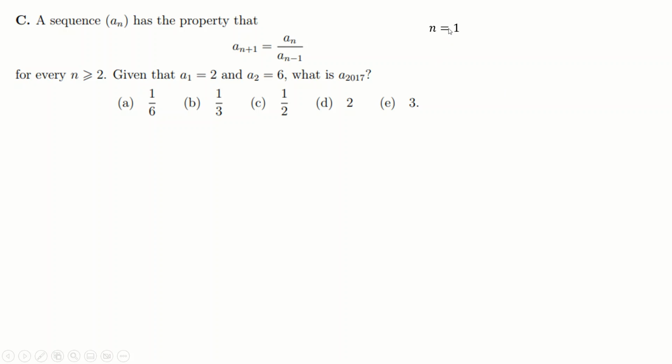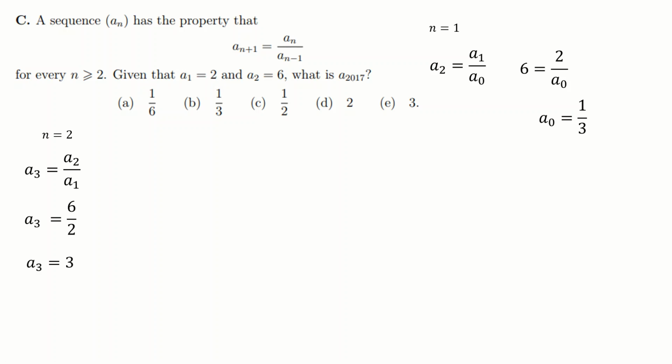So okay, n is 1 gives you a2 equals a1 over a0. And now a2 is 6, a1 is 2. So a0 is a third. Now that's going backwards, so we want to go forwards here. So okay, that's a bit of a mistake. So in this case, let's just set n as 2 instead, and then we get a3 is a2 over a1. But we know a2 and we know a1, so we can plug those in and we get a3 as 3. Then do it again.